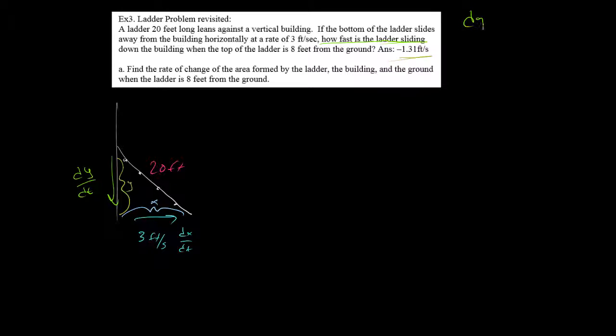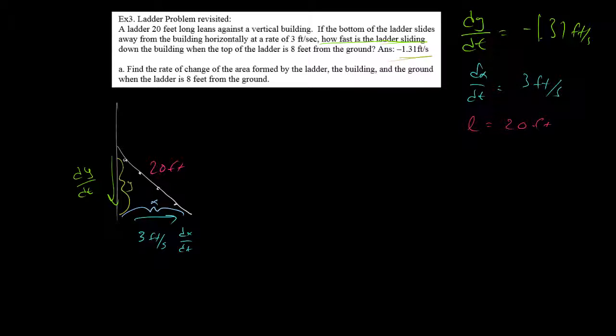We know dy/dt, because we solved it last time, is negative 1.31 feet per second. We know our dx/dt is equal to 3 feet per second. We know the ladder length is equal to 20 feet. We know x is equal to 8 feet.